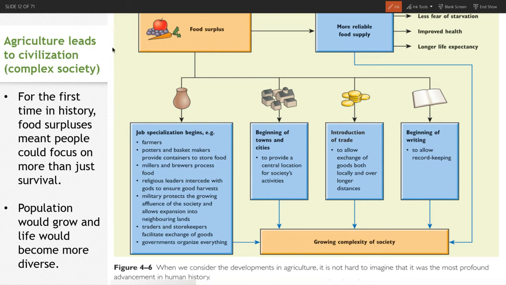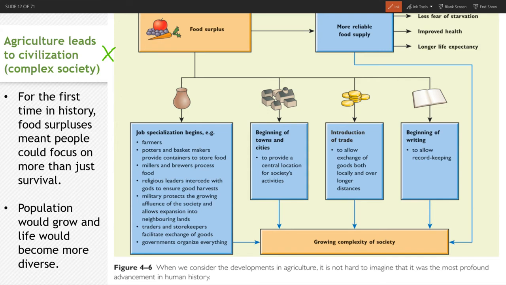Significant changes come from agriculture. It's one of the reasons we have civilization at all, or some type of complex society. Okay, so for the first time in history, food surpluses meant that people can focus on more than just survival.